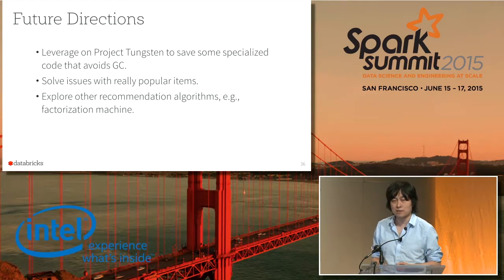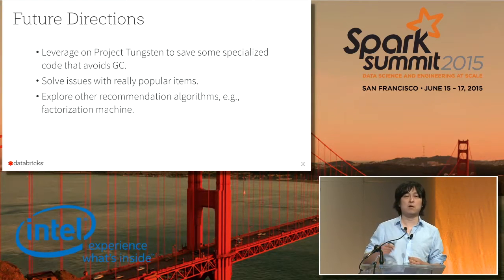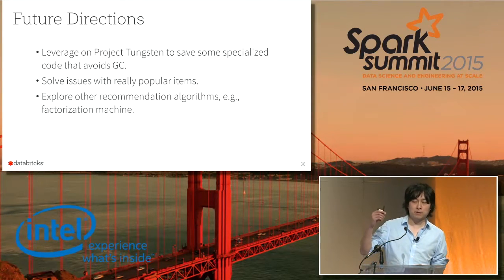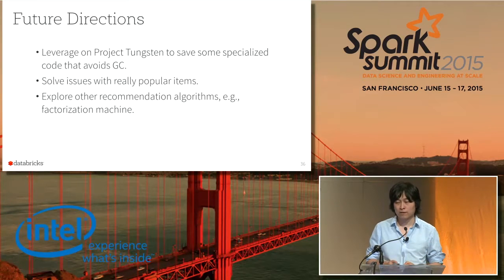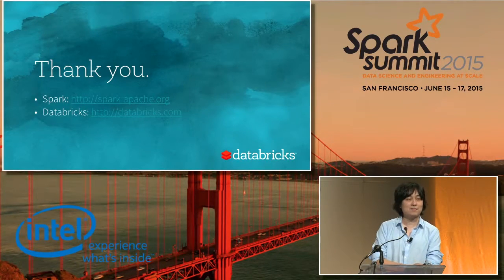And the second thing is we want to solve issues with really popular items. Those basically make a very dense communication pattern in your graph. And we also want to explore other recommendation algorithms like factorization machine. You can put your user features and item features into this recommendation algorithm. OK, I think that's my talk.